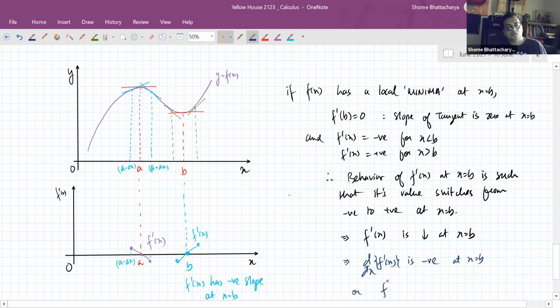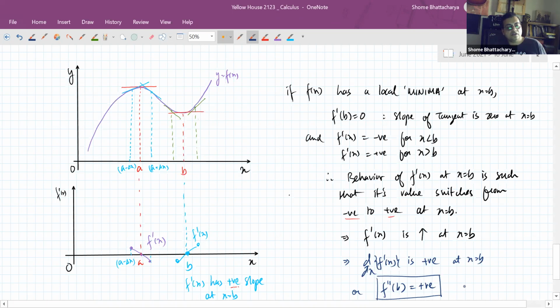Or say that f double prime at the point B should be negative. Oh, sorry, my mistake. It's going from negative to positive, so it's a positive slope. So the value of f prime x is changing from negative to positive, no? So it's increasing. It switches from negative to positive. You can see it's going from negative to positive, so it's having a positive slope. So this is the condition.